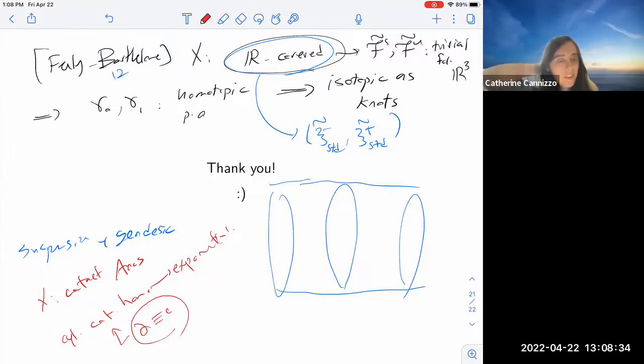That's really interesting. Can you say more about this last slide about connections to surgery that you wanted to say a bit more on? Yes.